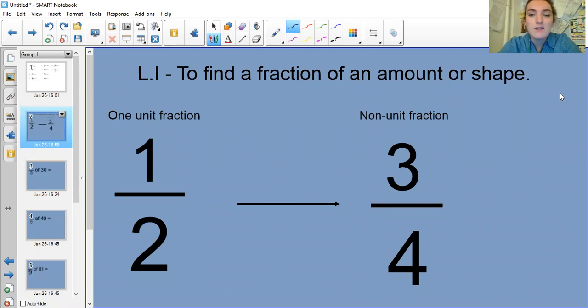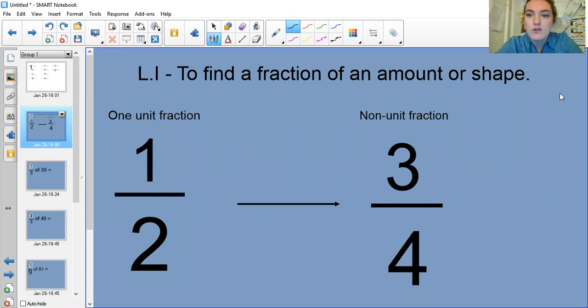A fraction of an amount or a shape. Watch this video and you will be able to do the activity sheets hopefully as independently as possible or with just a little bit of help. You can pause this video at any time to help you, or rewind it, or fast forward it if you're finding it just that bit too easy, okay?